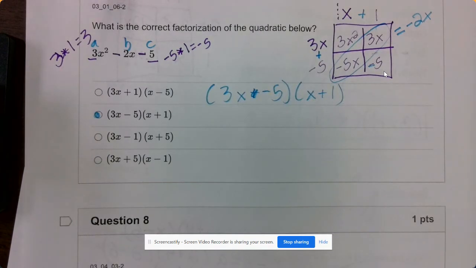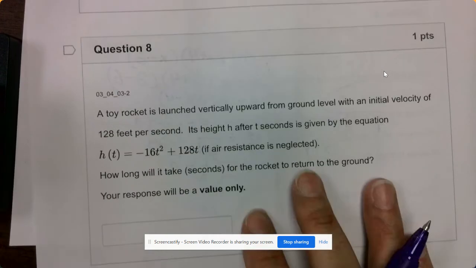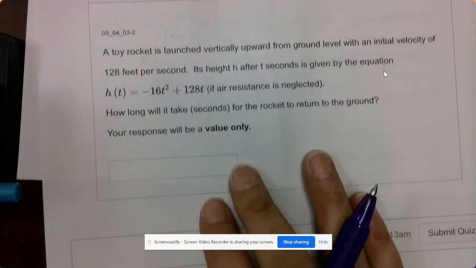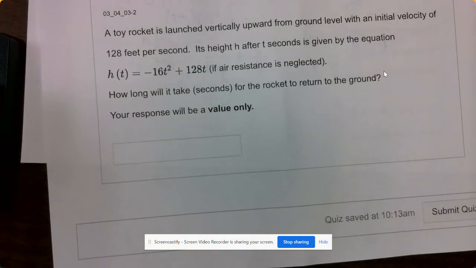Okay, a toy rocket is launched upward at ground level with an initial velocity of 28 feet per second. Its height h after t seconds is given by the equation. Okay, if air resistance is neglected, so no air resistance, how long would it take for the rocket to return to the ground? Okay, so we can do a couple things. You can factor it, you can graph it.